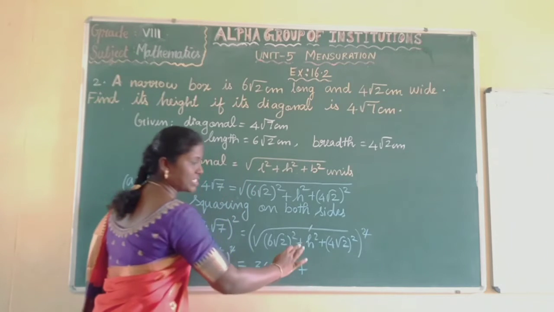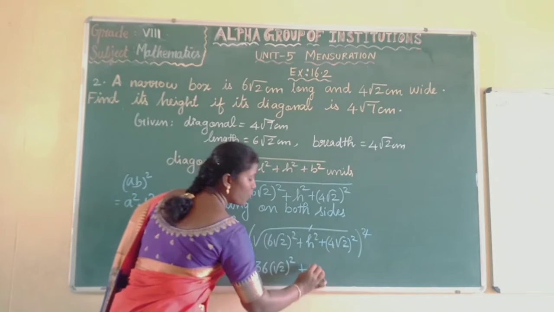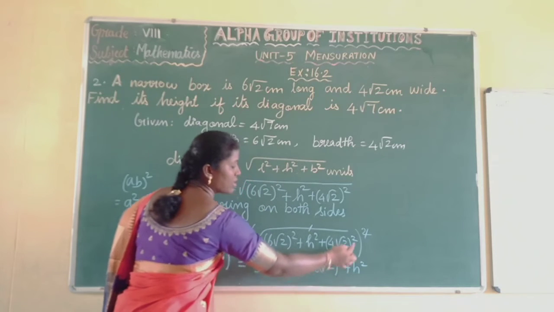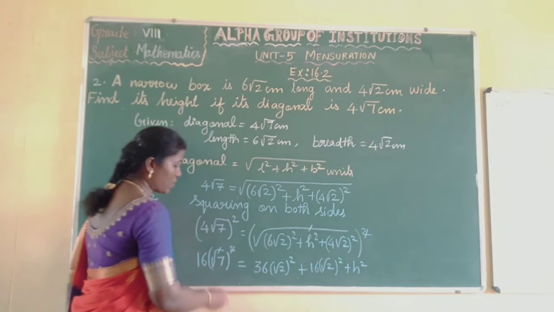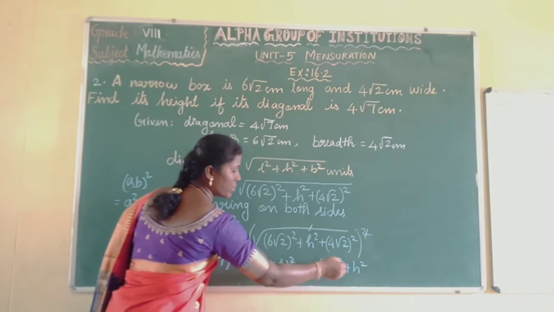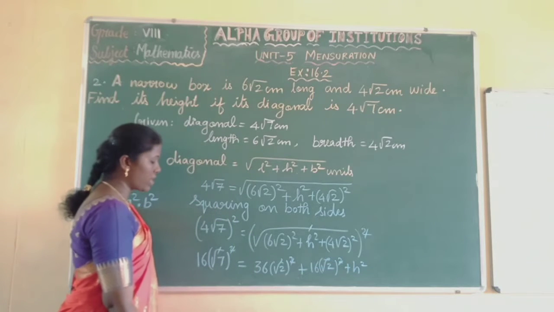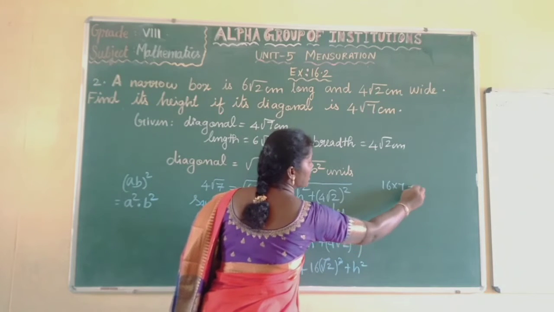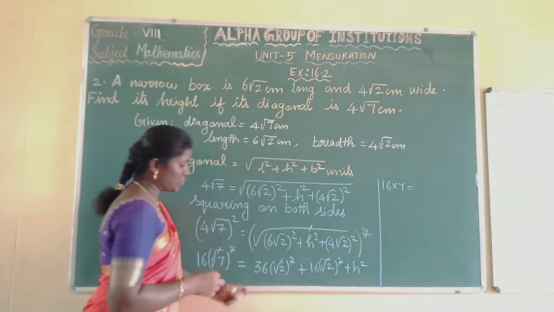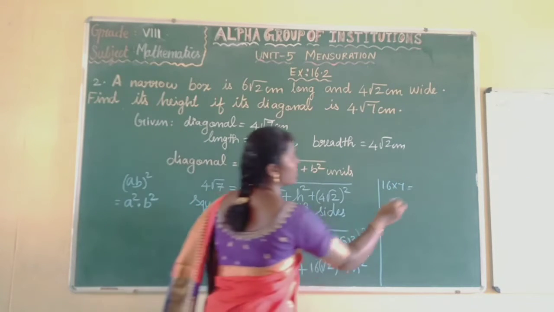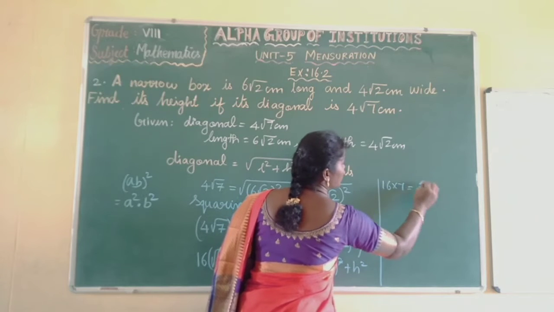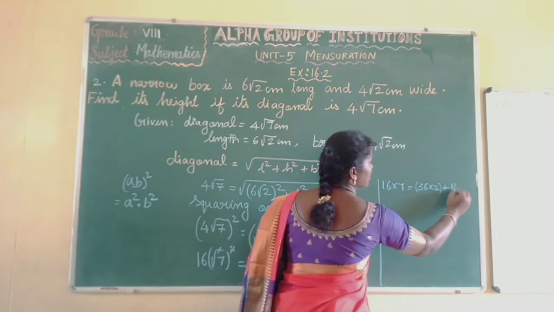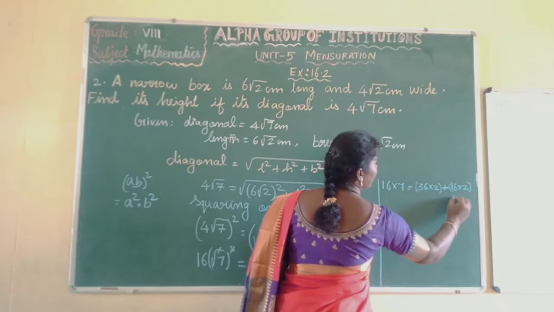Plus, I don't know the value of h square, so we will keep it at the last. Now 4 4s are 16, √2 whole square plus h square. See, 2 2s are 4, 4 4s are 16 and 2. Now see, the root functions will get cancelled with the square. So yes, we cancel. What are the remaining? We have 16 into 7 equal to 36 into 2 plus 16 into 2 plus h square.